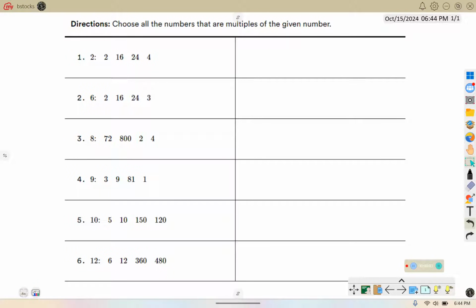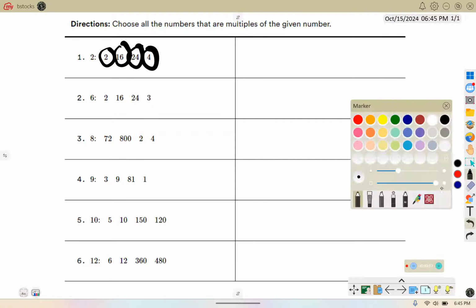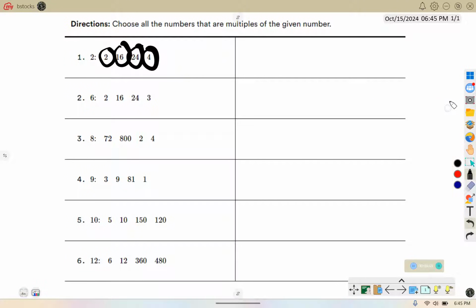In this warm-up, you are going to circle or select all of the numbers that are multiples of the given number. So we're looking for multiples of 2. 2, 16, 24, and 4 are all multiples of 2.